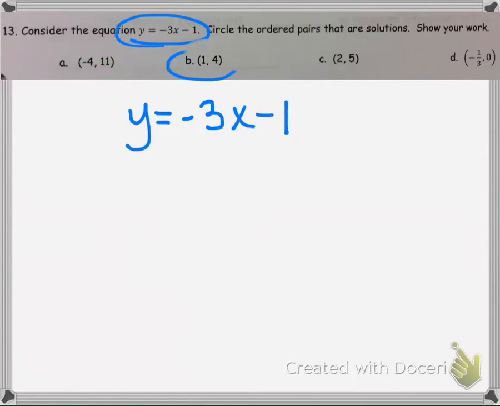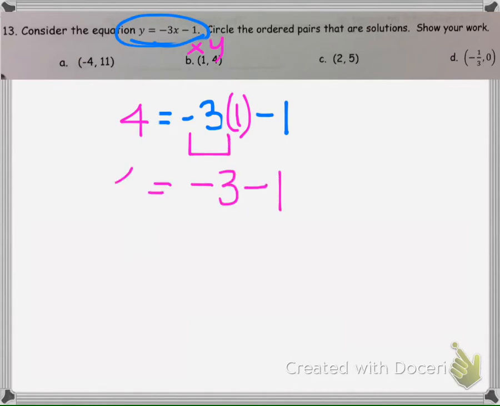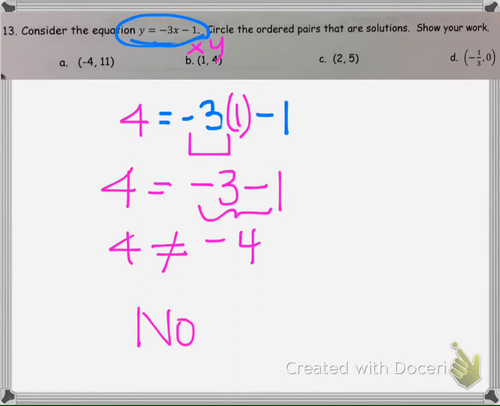Okay, let's go ahead and try point B. So, we are going to take out x and plug in 1. Take out y and plug in 4. Negative 3 times 1 is negative 3. And negative 3 minus 1 is negative 4. They are not equal. So no, it's not a solution. So far, only point A works.